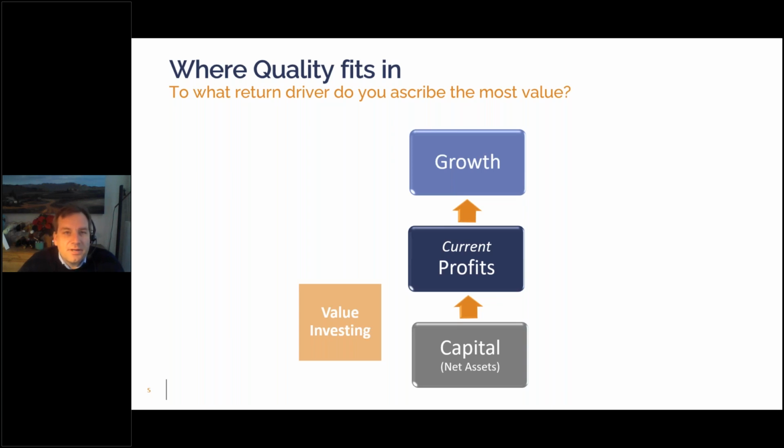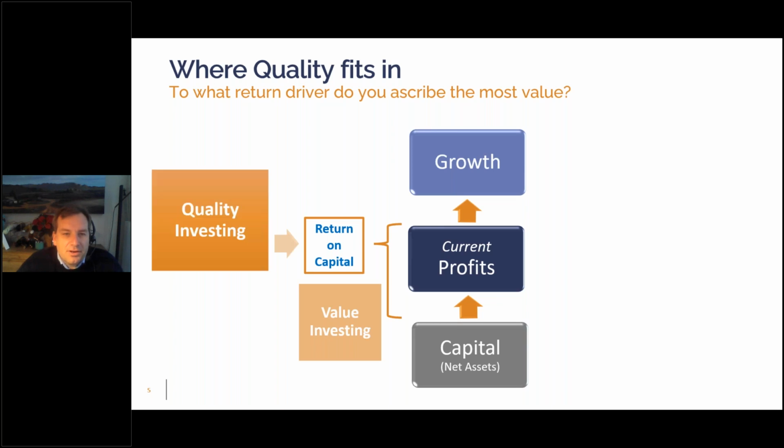As I mentioned in the heading, the question is to what driver we ascribe most value. Value investing will focus on valuing the capital and the current profits of the business. It doesn't want to pay too much for the current profits, and it definitely doesn't want to pay for growth. Current profits as a percentage of capital is really return on capital. That is the productiveness of the business. Quality investing focuses on businesses with high returns on capital, businesses that are extremely productive and efficient in generating profit off their capital base.